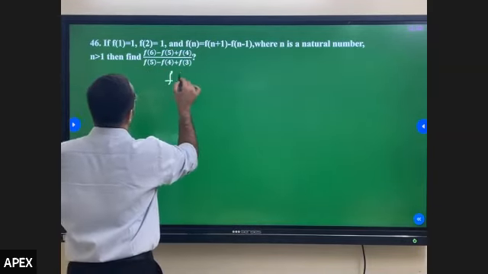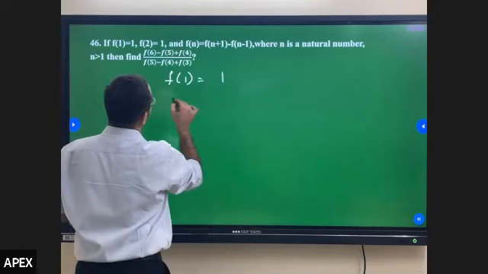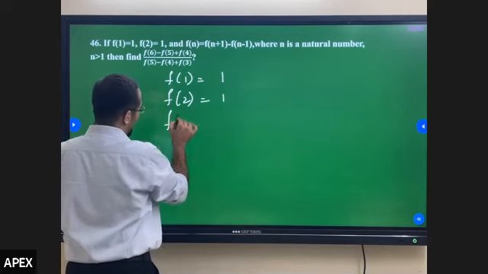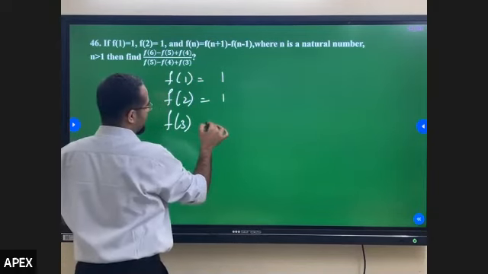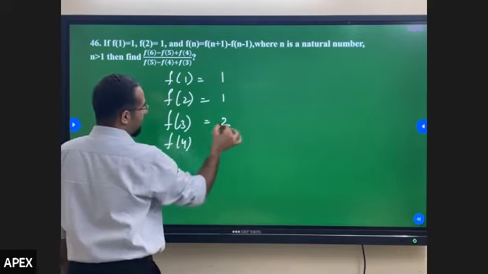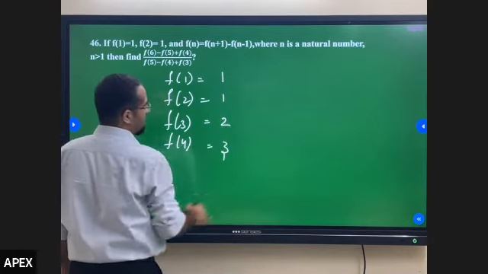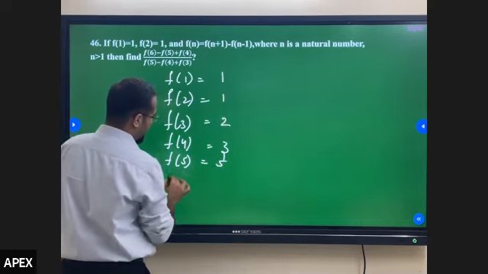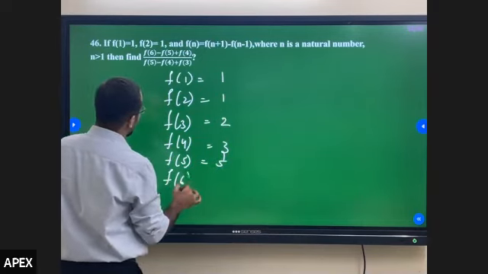So easy, right? So I look at f of 1 is equal to 1, and f of 2 is also equal to 1. What is f of 3? I have to add the previous 2 terms, that is equal to 2. F of 4 will be again previous 2 terms, that is equal to 3. What is f of 5? 5. What is f of 6? That's it, right?